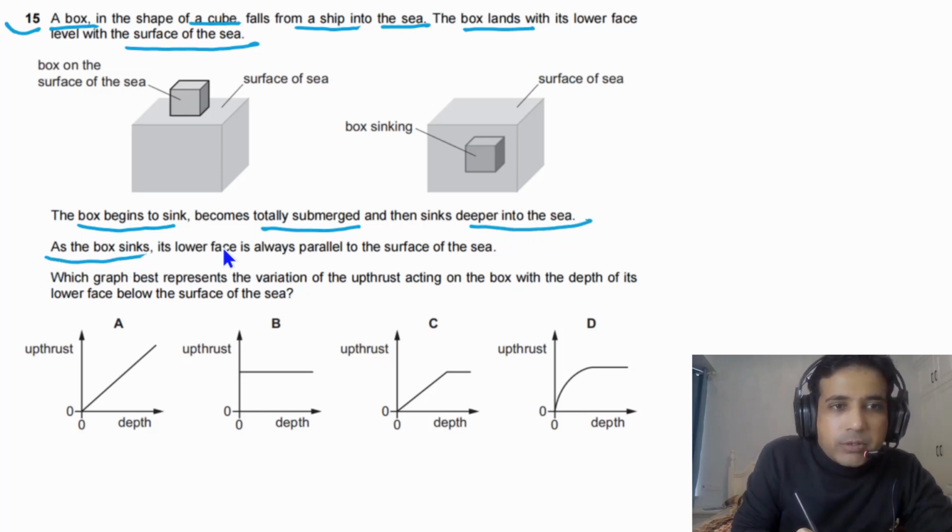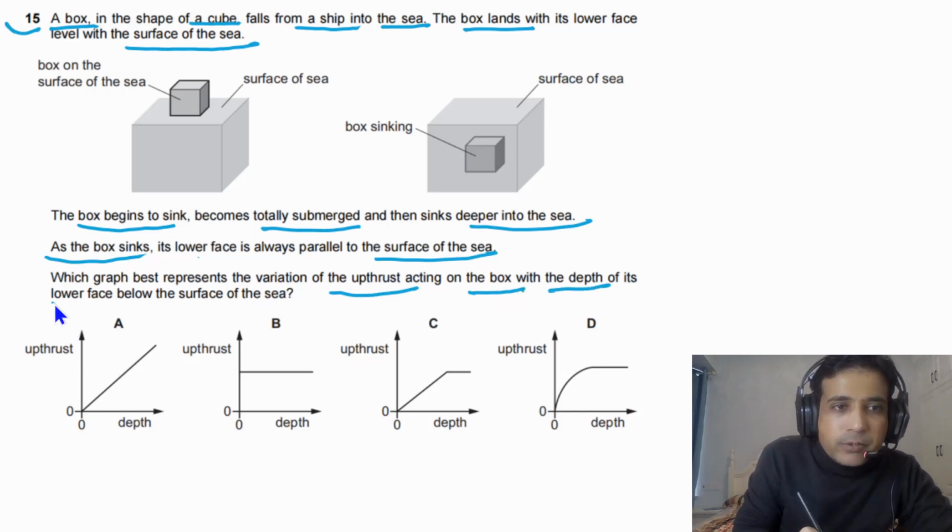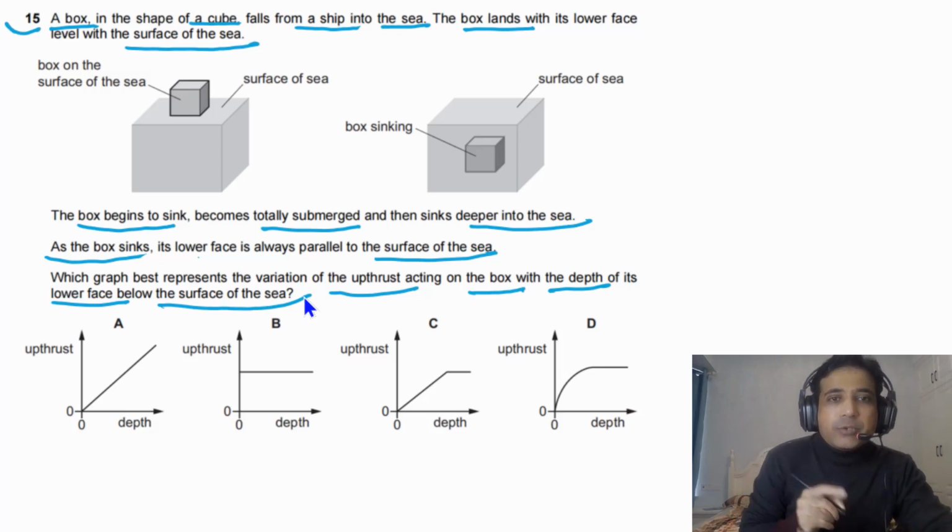As the box sinks, the lower face is always parallel to the surface of the sea. Which graph best represents the variation of the upthrust acting on the box with depth of its lower face below the surface of the sea? So, beautiful question on upthrust.